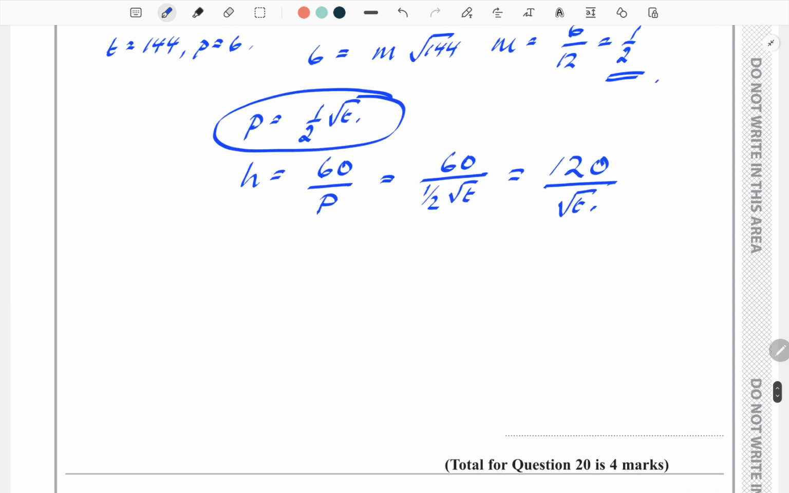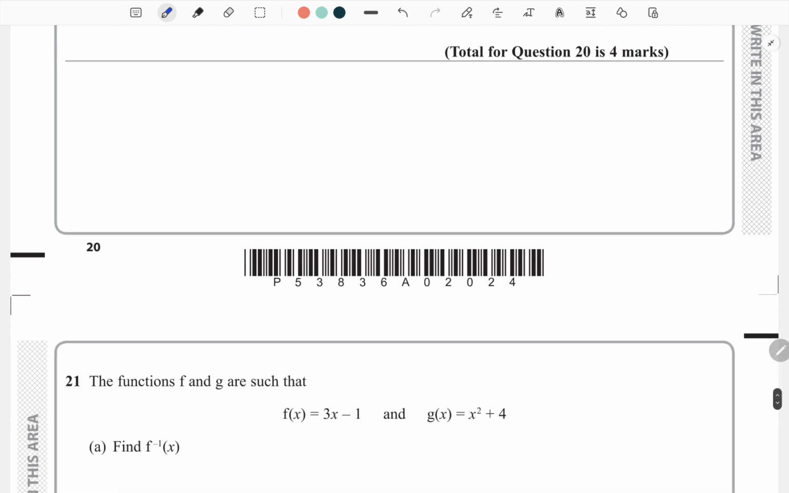So the final formula is h equals 120 over square root of t. All right. I hope that makes sense. Again, any questions on that, please do leave it in the comments.